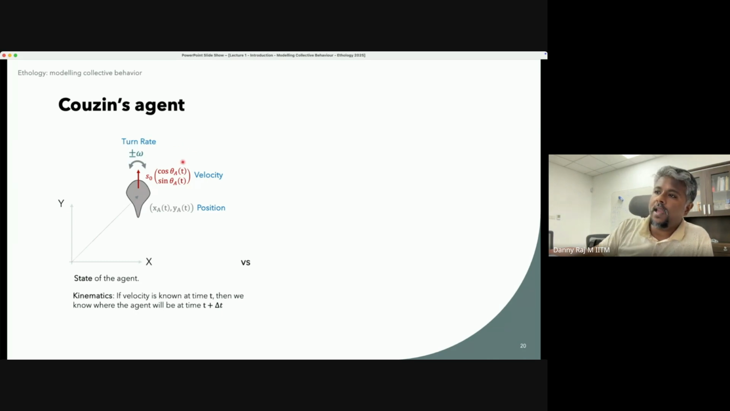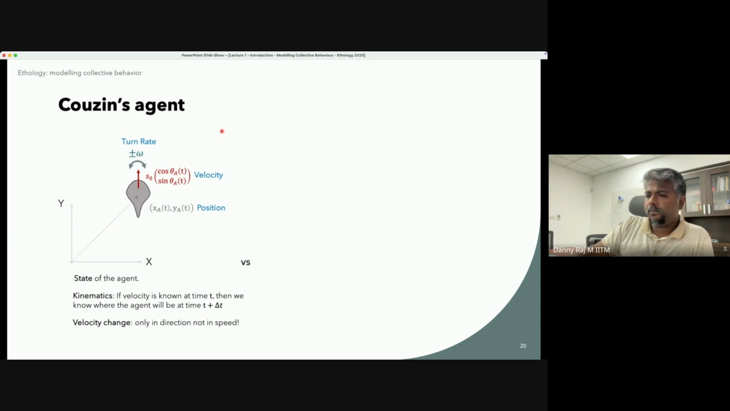Now what happens to this theta? Because this agent is swimming and it can turn to the left or to the right, it will turn with a rate omega. That's what Couzin assumes: some constant turning rate omega, some constant speed s naught, and then it turns towards whichever side it desires based on its interaction, and then moves.